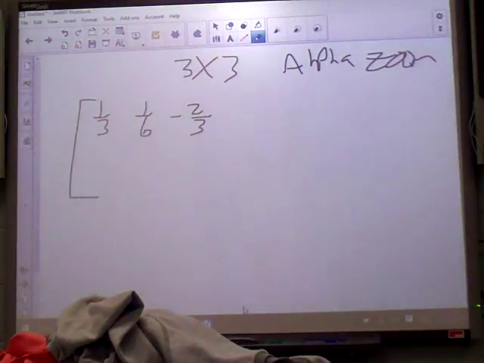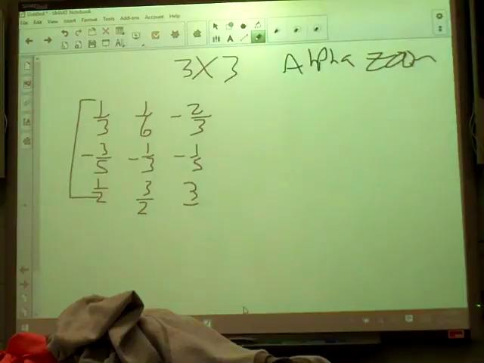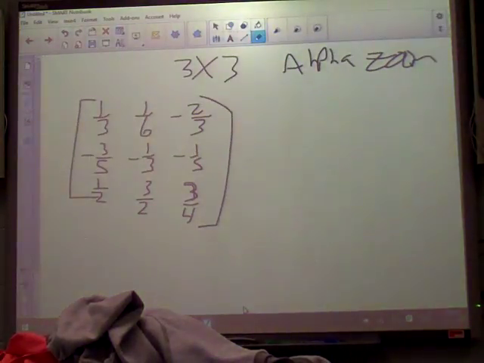Your second row of your x, y, z is -3/5, -1/3, -1/5. Then your last row in your x, y, z is 1/2, 3/2, and 3/4. Okay, everybody know where those numbers came from? Then when we use our calculator on this, and you'll have a chance to find you one that works if you couldn't find one because you need to practice this.